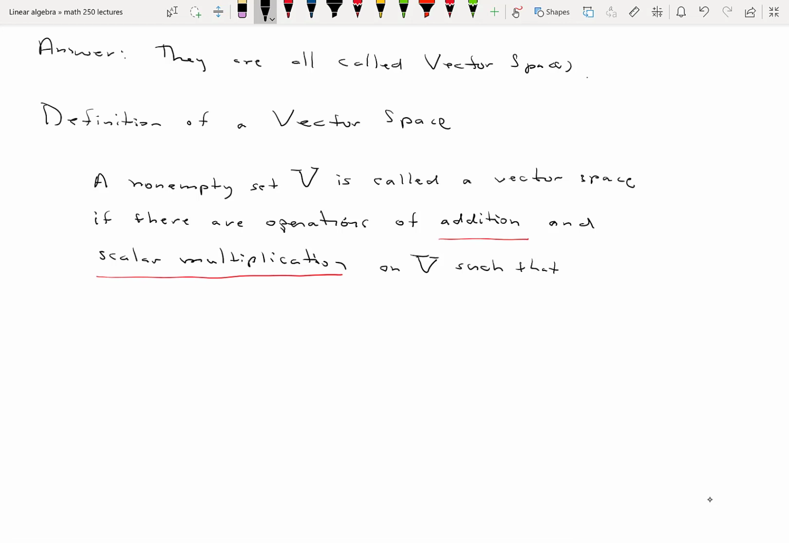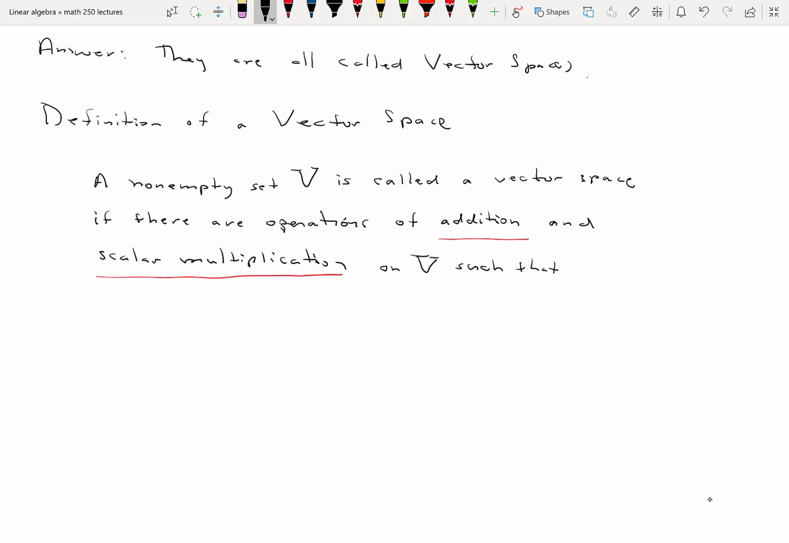Okay, so the definition of a vector space. A vector space is a non-empty set, capital V. Now stop there for a minute. We have to be very careful. What does it mean to have a non-empty set V? It means that a vector space has how many things in it? At least one. It has at least one thing in it. So a non-empty set V is called a vector space if there are operations of addition and scalar multiplication on V such that 8 things are going to follow.